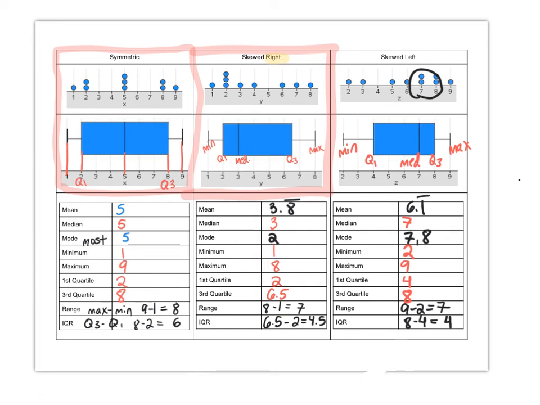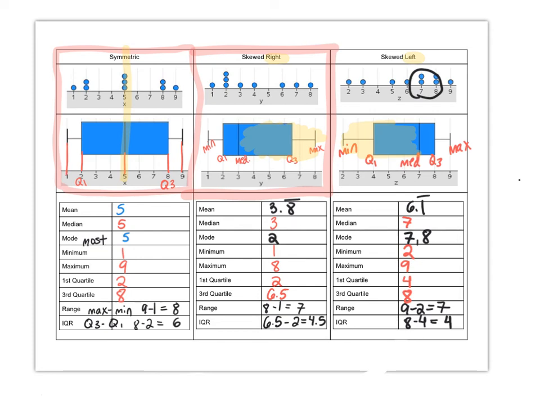So at the very top, we said that our middle graph is skewed right. That means that as you go to the right, it's spread out. So it kind of spreads out to the right. Our third graph, we say, is skewed left. That means that the data is spread out to the left. And our first box plot was not skewed at all. We consider that one to be symmetric.